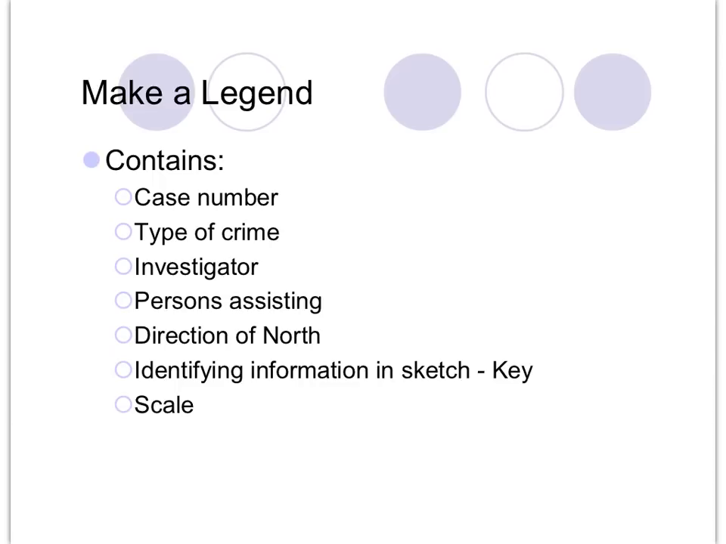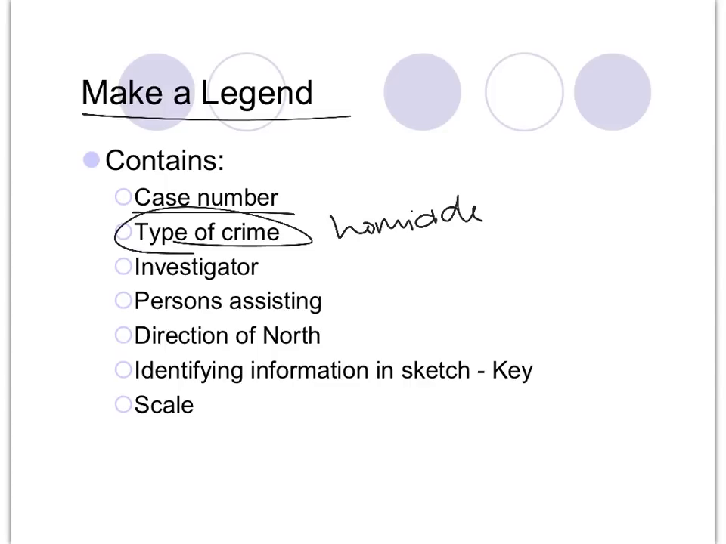So making a legend is going to be really important. That's how people are going to understand what is on your drawing. If you're missing a legend, you're missing one of the most crucial parts of a crime scene sketch. So this includes the case number. In our case, since we're using mock crime scenes, you can make that up. But in the case of an actual criminal investigation, you would have a specific case number that's given to you. The type of crime, so if it's a homicide, if it's a burglary, all different kinds of stuff, you would just want to indicate what that is. The investigator, which is you, so that's going to be you. The persons assisting, so that would be the people in your lab group who helped you with it.